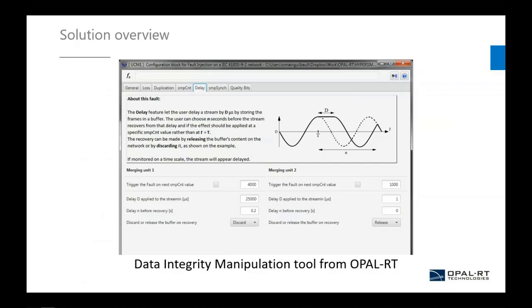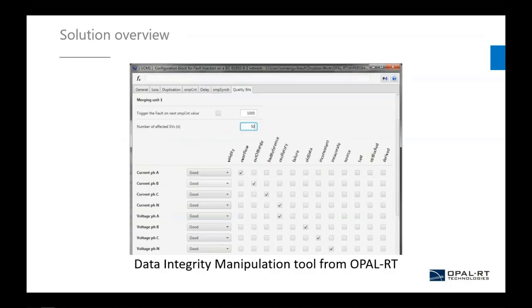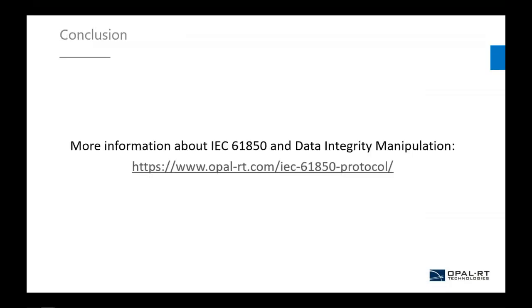Here is a quick look at the interface of the tool we used during this test. There are many options to choose from in order to create the exact manipulation scenario that you want to replicate. This is an overview where you can see the quality bits grid. It is possible to switch any bit for any length of time. You have complete control over what happens in this case.